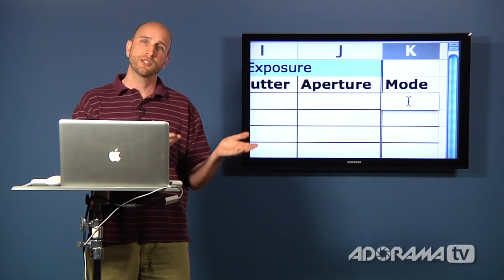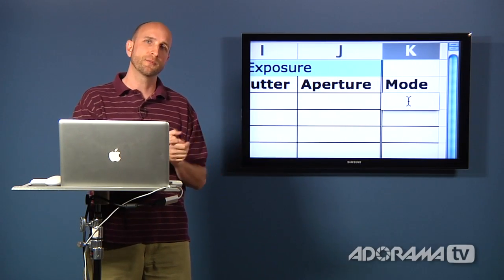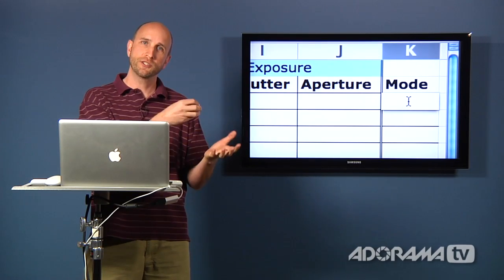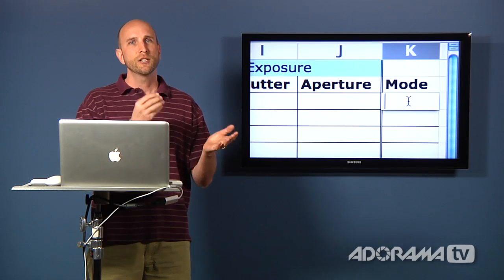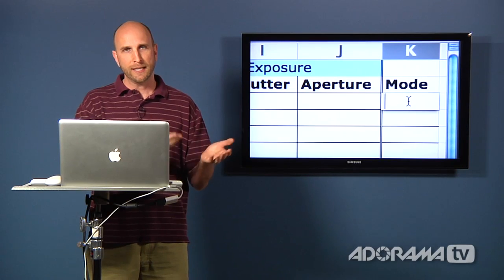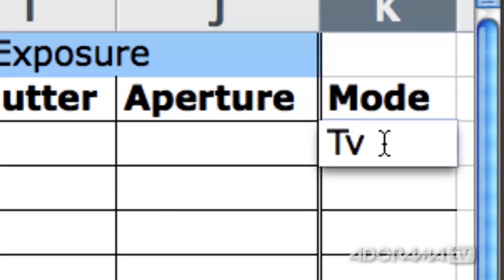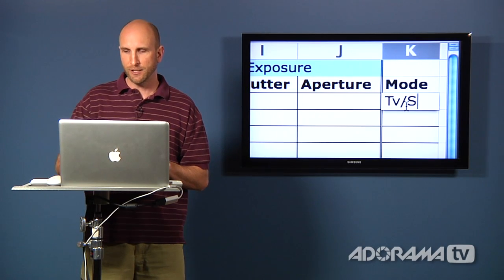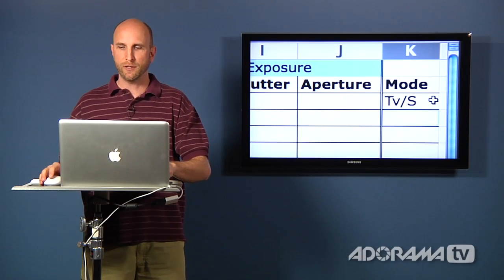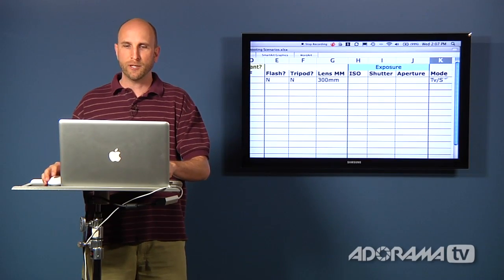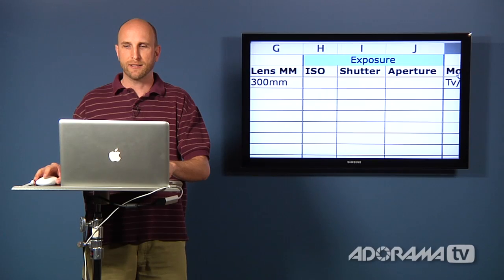Well, because we said motion is our most important thing, we control motion with our shutter speed, and so we would use shutter priority mode. Now on a Canon, that is the TV on that dial, and on almost all other cameras, it's just an S, which stands for shutter. And so that's the mode that we would put our camera on. And now we are ready to go in and start talking about exposure.